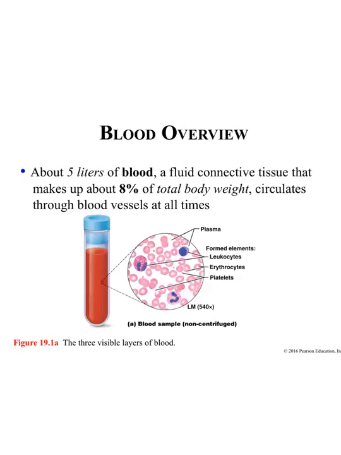So the blood, depending on the person, is about 5 liters of blood. Females 4 to 5, males 5 to 6. It is a connective tissue. It's one of the few types of fluid connective tissues we have. The other one is lymph fluid. It makes up about 8% of the total weight of your body, and of course is always moving, always circulating through blood vessels in your body.